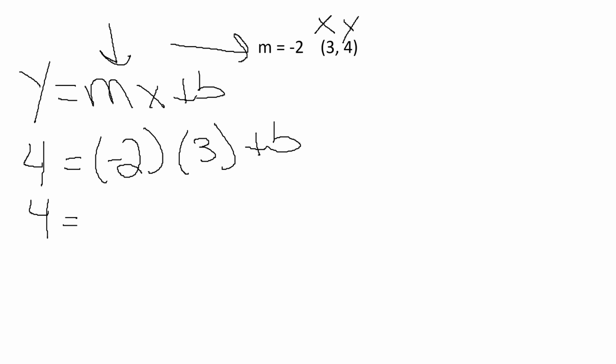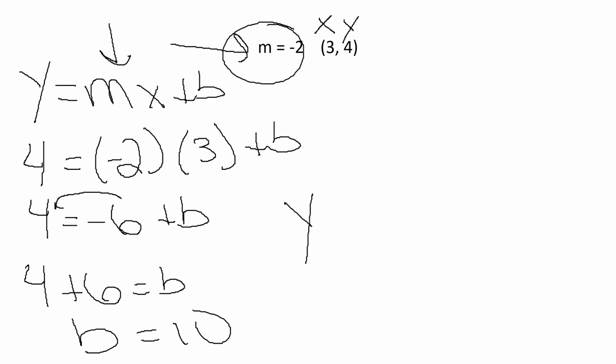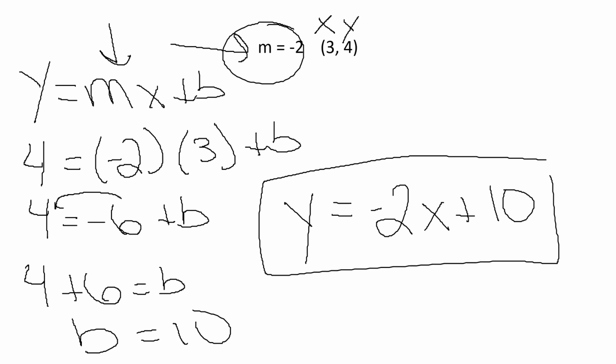And I just put those two things together and start solving. And again, mx, two things side by side with no sign means multiply. -2 times 3 is -6. Move that -6 over. When I move it over, it becomes a +6. 4 plus 6 is 10, so b equals 10. b equals 10, m equals -2. My equation of a line is y equals mx plus b. And that's it.